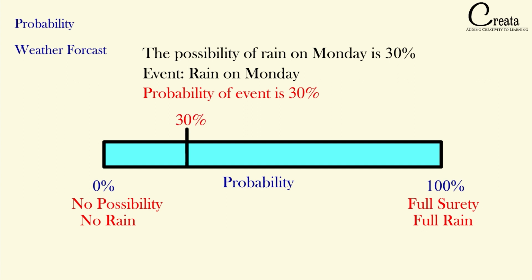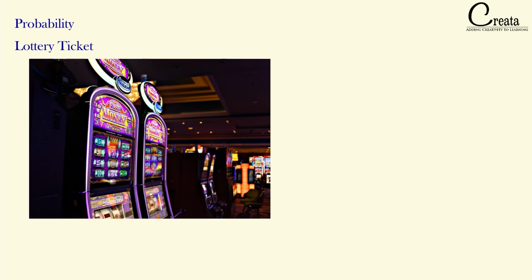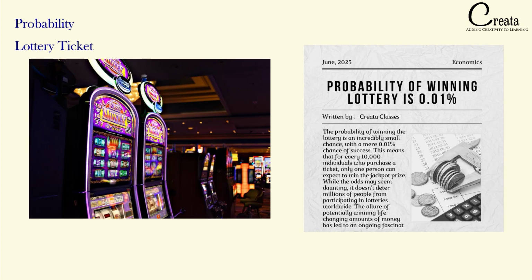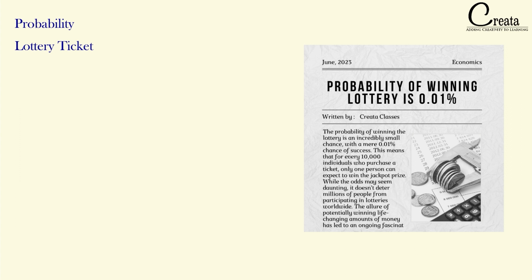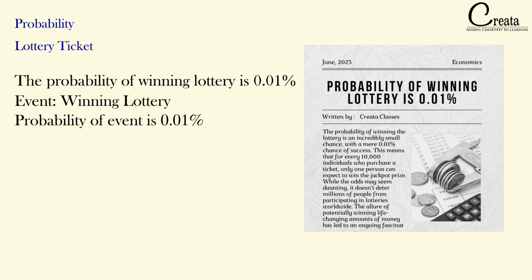Similarly, you must have heard about lottery tickets. The probability of winning the lottery is 0.01% only. So here they are saying the probability of the event happening is 0.01%. Here the event is winning a lottery ticket.